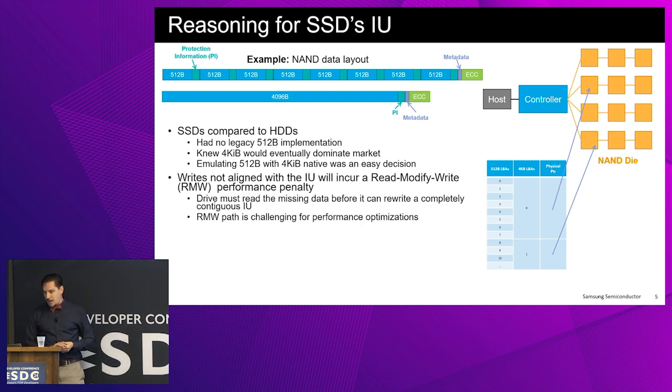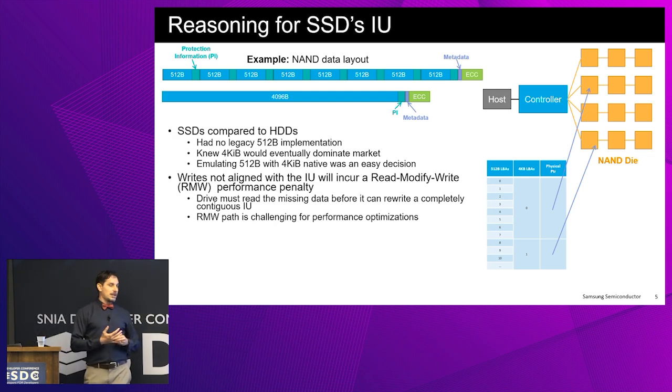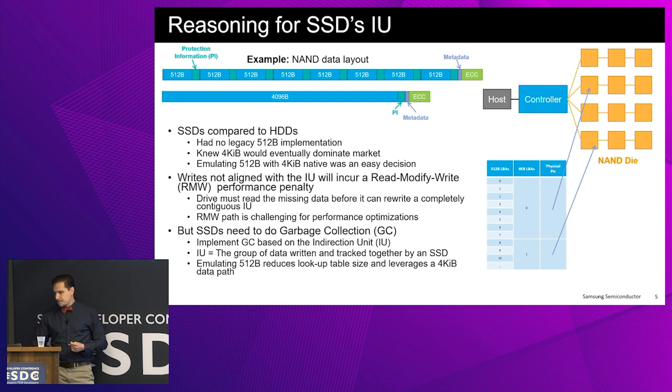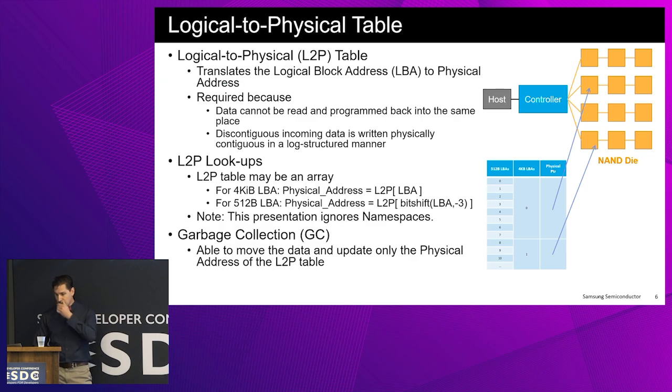If you were to do a write for a 512 byte sector, we have to do a read, modify, write. We have to read out any of the missing data, modify the segment, and write it back to the NAND for storage. Additionally, SSDs need to do garbage collection, so we need that separation so that we can continue to move the data around as we do garbage collection. The logical to physical table will be in place to do that translation for us.